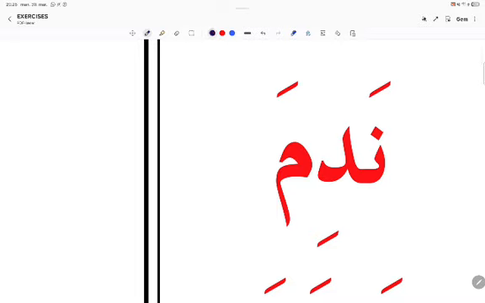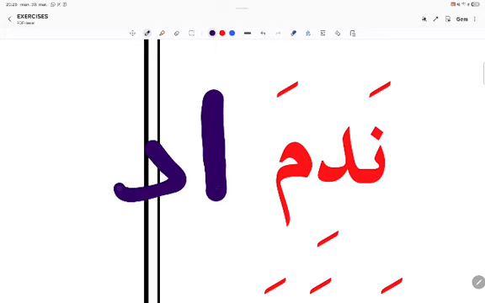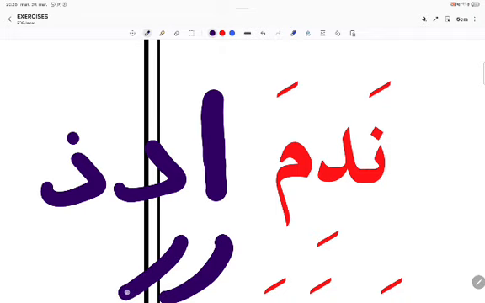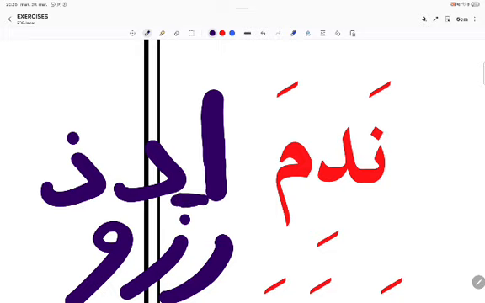So which letters was it which cannot be connected from the left? Now we have to say it with me. Alif, dal, dal, ra, zay, waw. It will never be connected from the left. Very good.